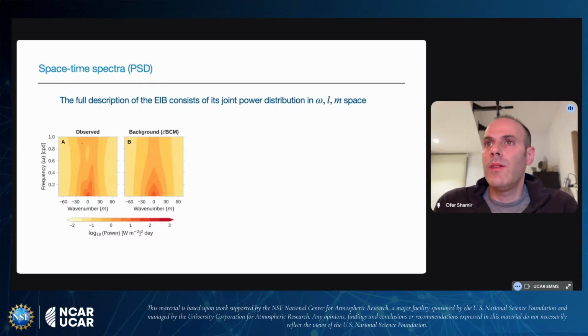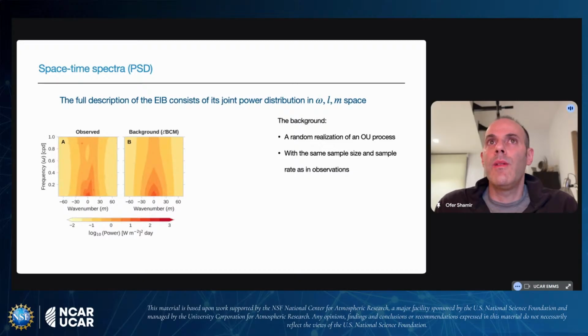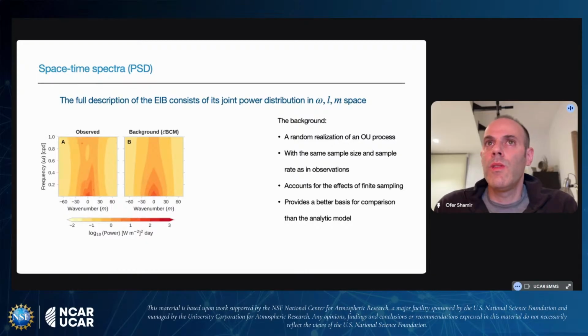And the thing to note here is that having estimated the model parameters, we can in principle estimate the background analytically, but instead we draw it as a random realization of an Ornstein-Uhlenbeck process with the same sample size and sample rate as in observations. And this has the advantage that it accounts for the effects of finite sampling, and it provides a better basis for comparison with the analytic model.